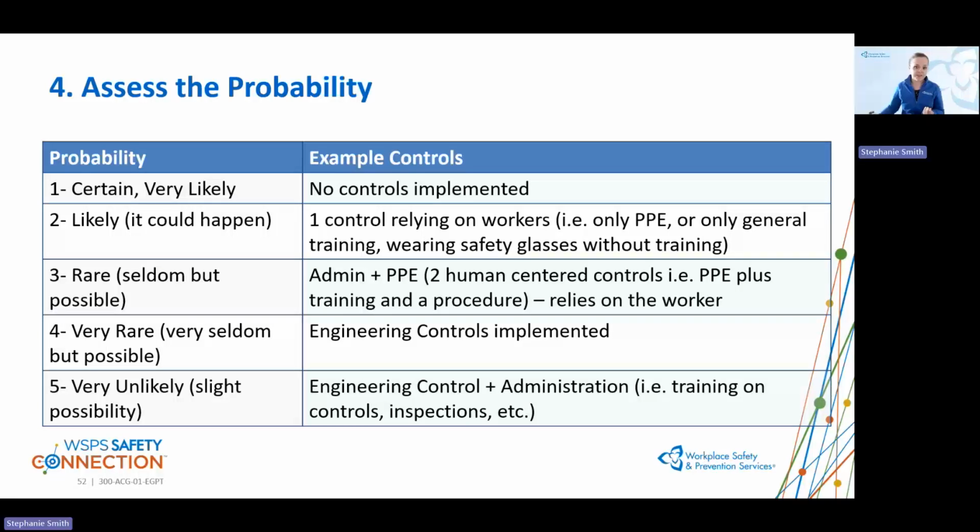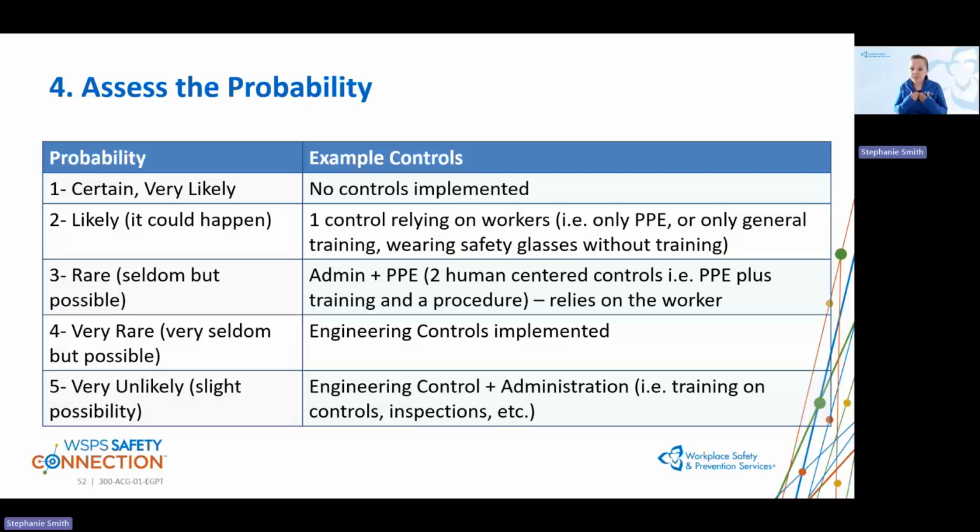But what I find I do, and again, this is just me, it's just a hint, I expand this a little. And I look back to thinking of the hierarchy of controls. I look back into controls and I say, okay, one likely to occur is there's no control in place. Absolutely nothing. I say a two is likely to occur, saying, okay, maybe I have one control in place, but it's relying on workers. So it's either like one training, or I have one procedure, or I'm just relying on PPE.